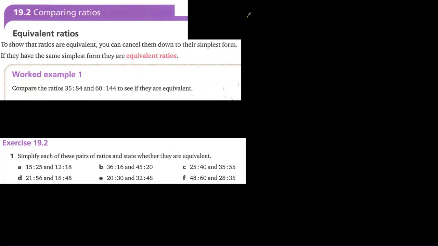Hi dear students, this is the third lesson about ratios, and our subject is comparing ratios.